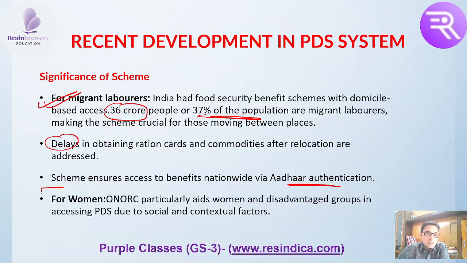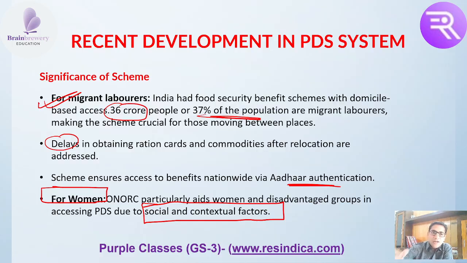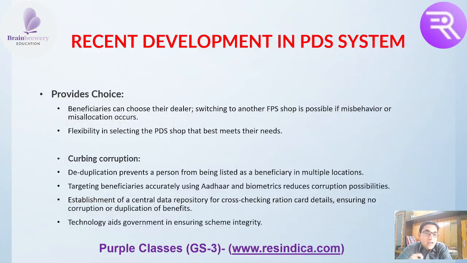And for women, special focus has been given, as they are a special aid or disadvantaged group, because they face certain social and contextual factors. More women are also on the move, and women also don't have proper data on record. So One Nation One Ration Card will give women free access to various places. They can move to various places for various types of jobs and work, and they can get their ration card anywhere in the country.